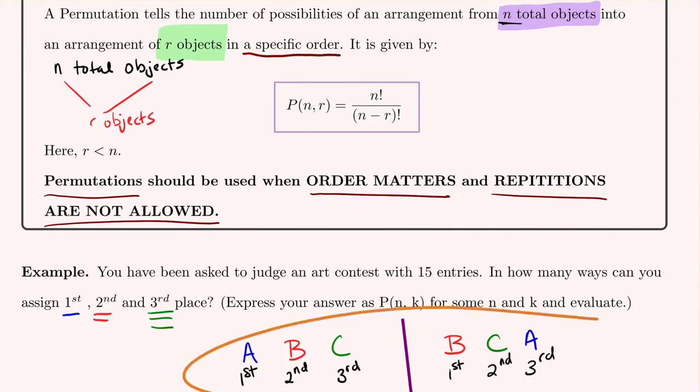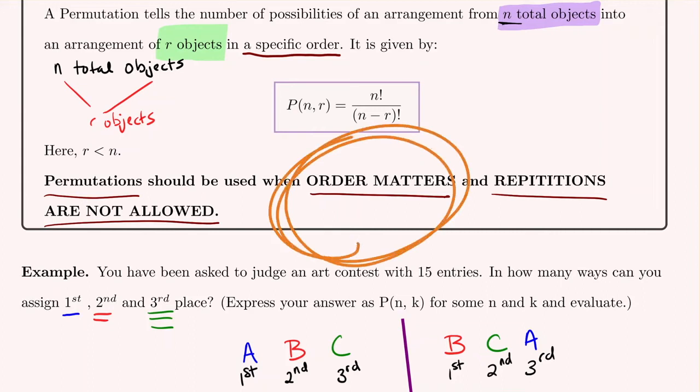Notice in both of these options, I've used the same 3 letters, A, B, C, but because order matters, if I picked A first, that's a situation where A would get first place. Whereas in this situation, A was picked last, so it got third place. So hopefully with this, we can see it doesn't just matter that we pick 3 objects, it matters the order in which we pick them, because that will say which is assigned first, second, or third place. So that's why order matters here.